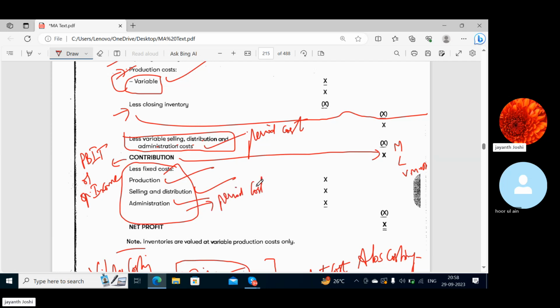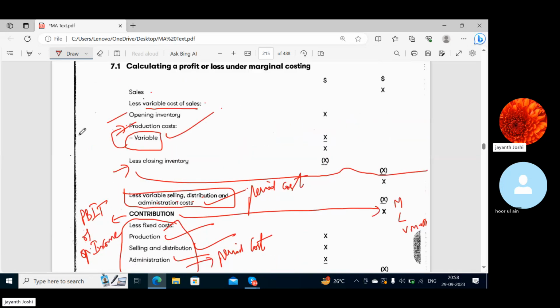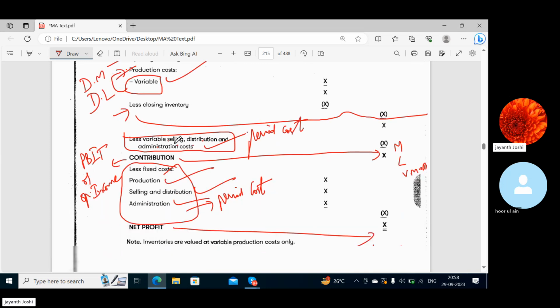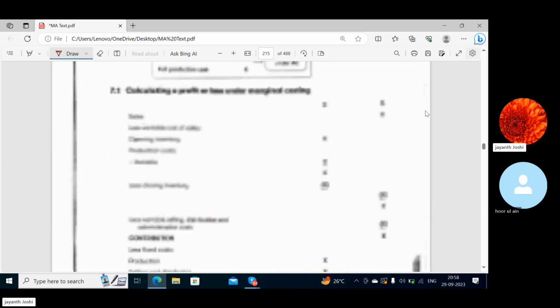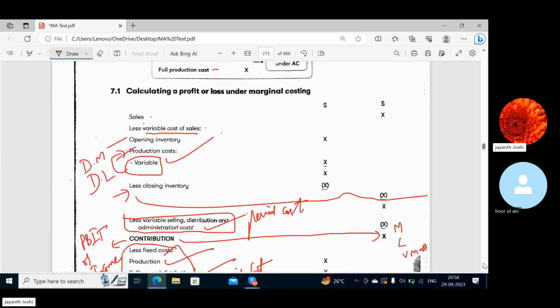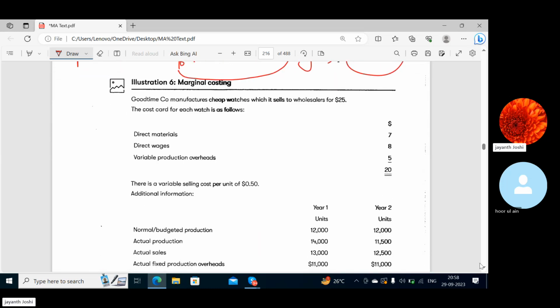Are you understanding and following? Please tell me. Hello. Yes, sir, I'm following. Only direct material, direct labor, and variable manufacturing cost have been taken as product cost. All the rest, whether variable administrative, selling and distribution expenses, or fixed manufacturing overhead, administrative and selling expenses, are period cost. Then you get net profit. So the format is very clear. The differences have been given to you. You need to do a question here. So will you solve this?